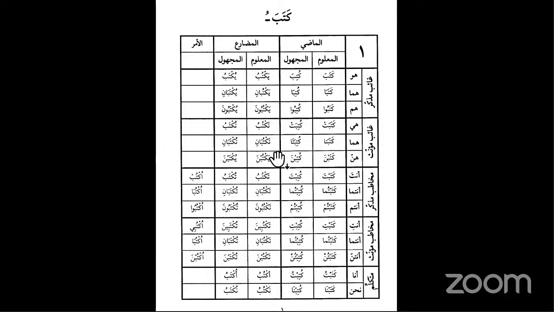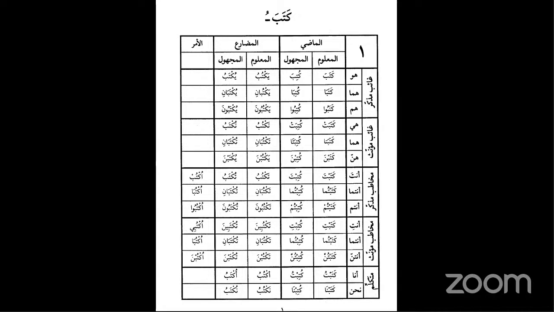Katabat, she wrote. Katabata, they two females wrote. Katabna, they all females wrote. Katabta, you wrote. Katabtuma, you two wrote. Katabtum, you all wrote. Katabti, you female wrote. Katabtuma, you two females wrote. Katabtunna, you all females wrote.